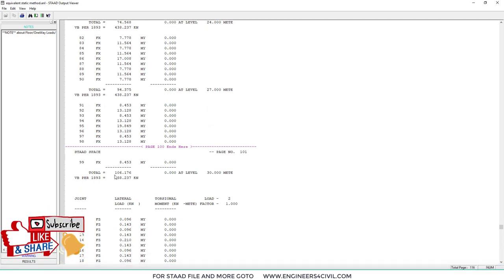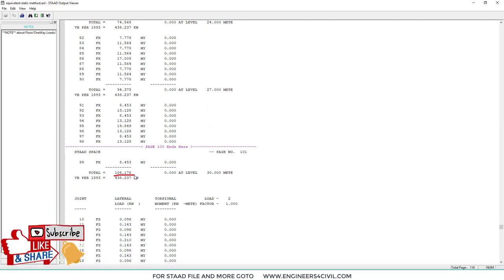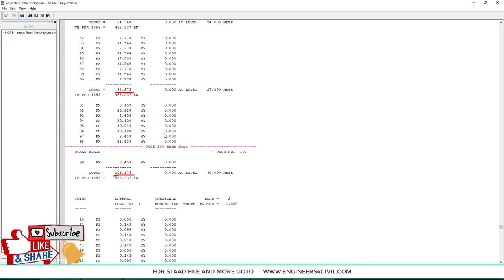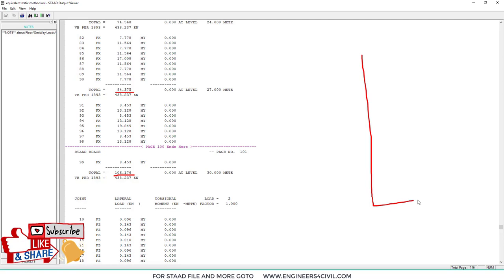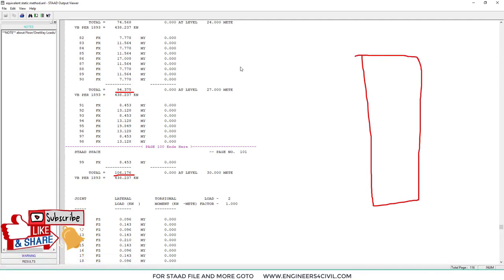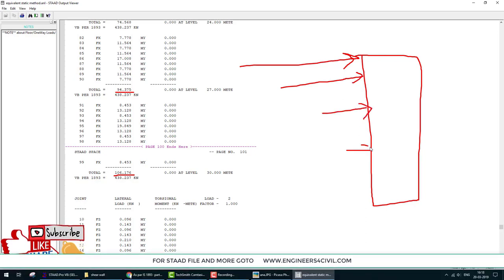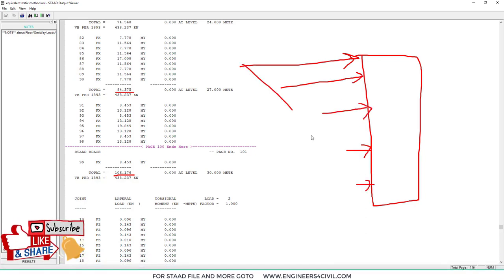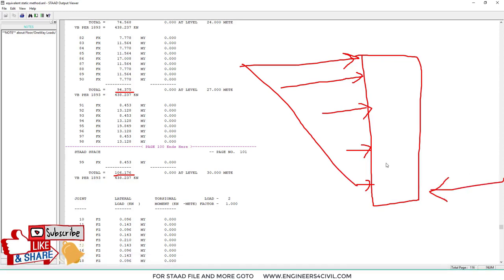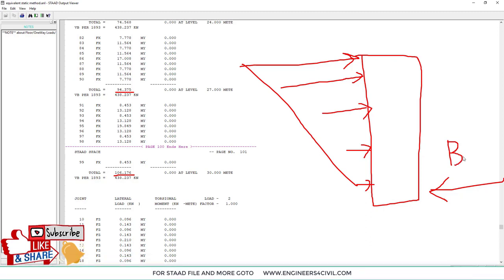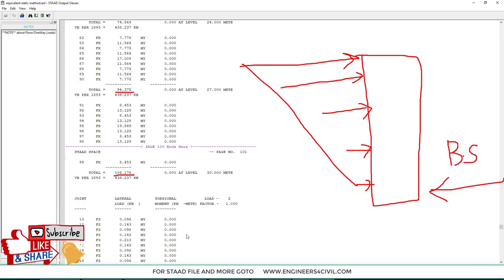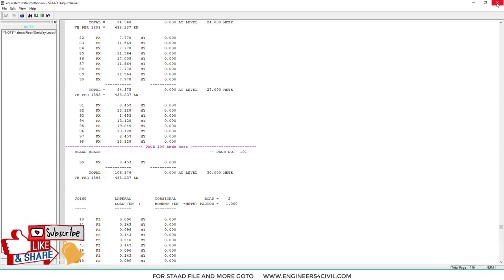this is the last floor and the load is 106 and this is the second last floor is 94. The load is large at top and then reduces at each floor. That's why this pattern is trapezoidal and the base shear is opposite force, the sum of all these lateral forces, base shear. So this is the static method.